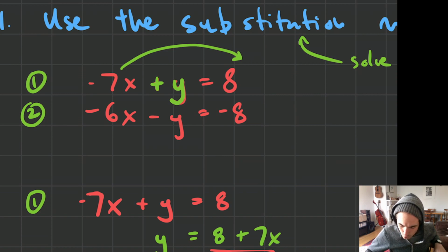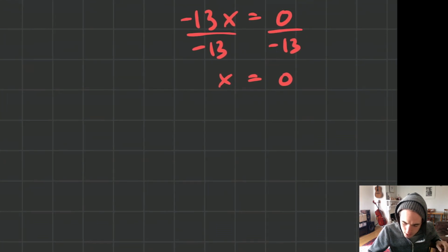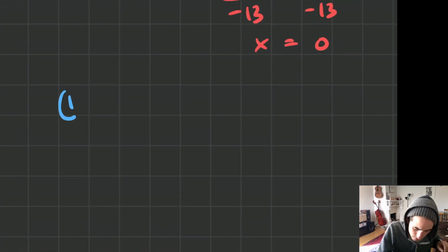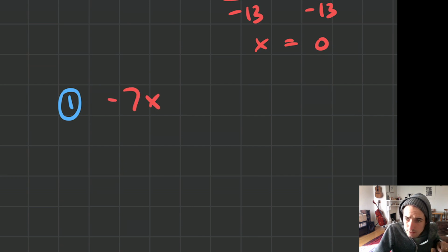Okay, and that's the whole point of this, that it doesn't matter which equation we plug this value of x equals 0 into. I'm going to choose equation 1 just because. So using equation 1, I'm going to rewrite it. Equation 1 was negative 7x plus y equals 8. And I'm going to plug in x equals 0 here.